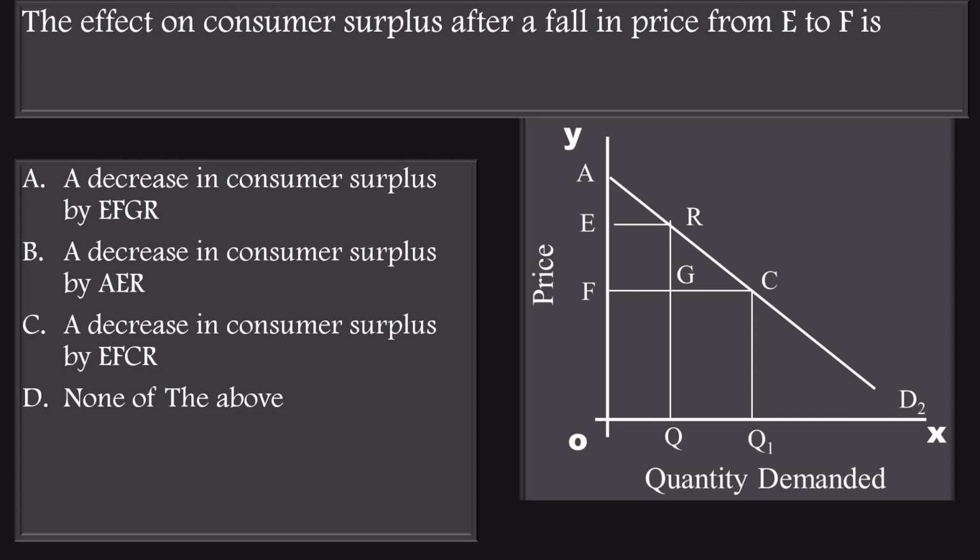After a fall in the price of a good, the consumer surplus will increase. There is no possibility for consumer surplus to decrease. So, option D is the right choice.